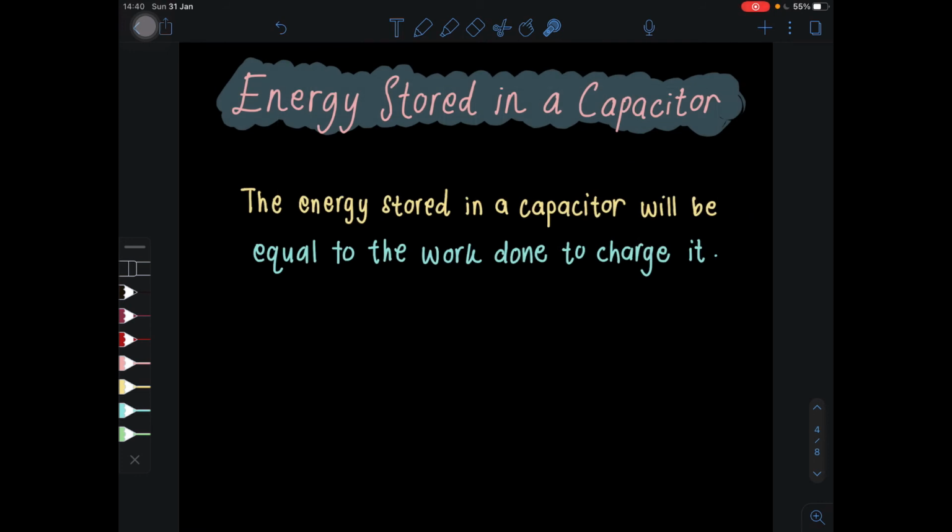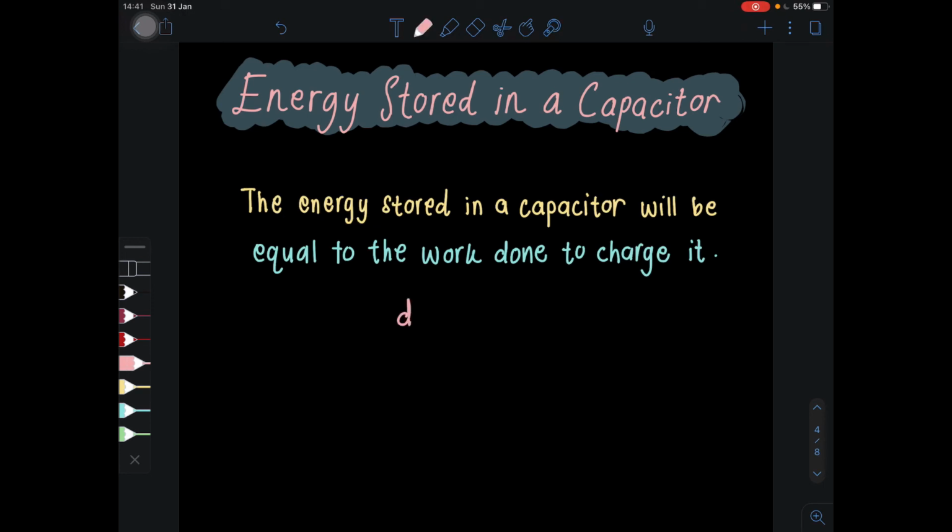Okay, last one we look at the energy stored in a capacitor. So we know that capacitor function dia adalah to store energy. So this energy store, okay, will be equal to the work done to charge it. So dia adalah equal kepada work done. So what is the formula for this energy store? Okay, we need to know how to derive this formula. Okay, so how do we derive this?